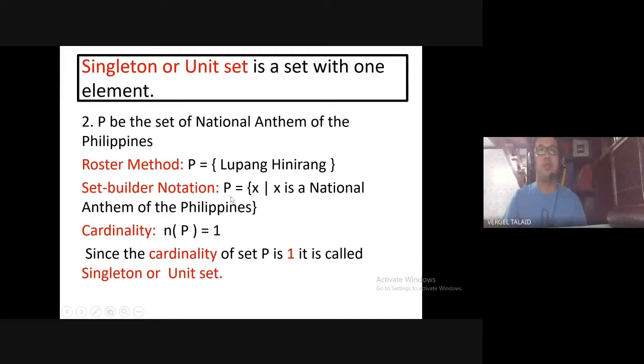Set builder notation, P is equal to all x's such that x is a national anthem of the Philippines. So now what is the cardinality? Yes, take note, N of P, with parenthesis, for cardinality, this is quantity. N of P is equal to 1. So singleton or unit set is a set having one element.